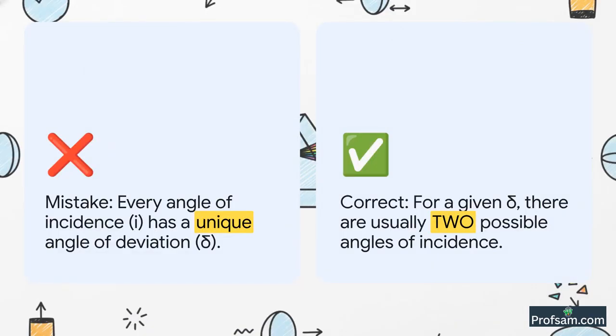Here's the second common mistake. People think that for every angle of incidence i, you get a unique angle of deviation delta. But just think back to that U-shaped graph we saw. If you pick a value of delta that's not the minimum and draw a horizontal line, how many times does it cut the graph? Twice. This means that for any given deviation, there are usually two possible angles of incidence that will give you that same deviation. The only time it's unique is right at the bottom, at the minimum point.